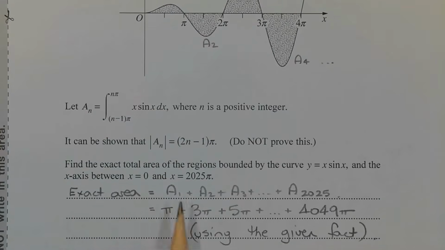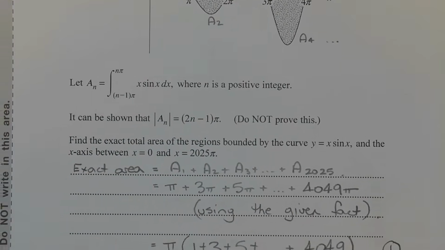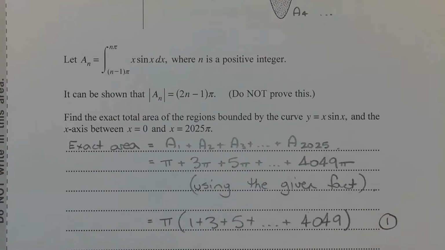So the exact area equals A1 plus A2 plus A3 plus dot dot dot plus A of 2025. And using the given fact, that equals pi plus 3 pi plus 5 pi plus dot dot dot plus 4049 pi. And we can factorize out pi. So we get exact area is equal to pi times open bracket 1 plus 3 plus 5 plus dot dot dot plus 4049 close bracket. And we'll call this equation number 1.